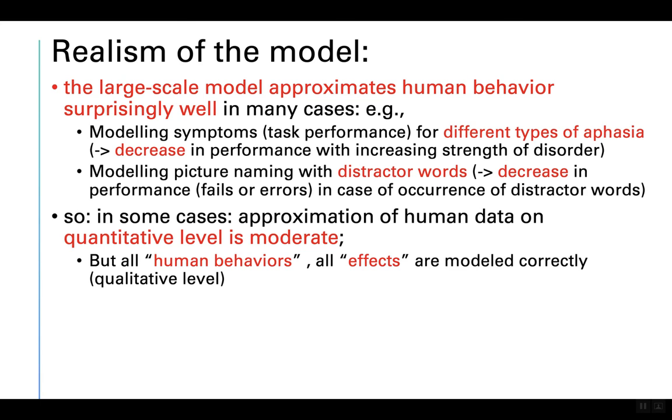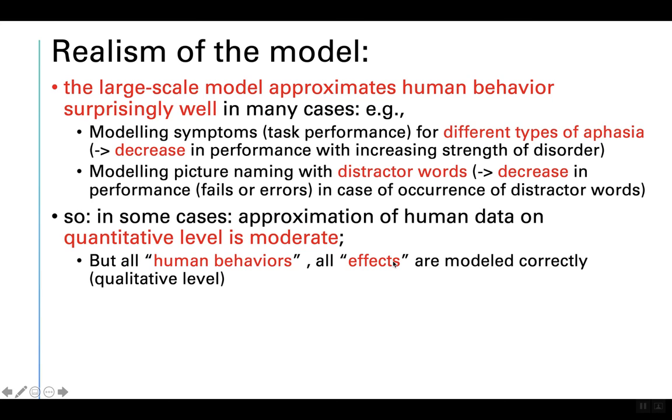Then in the last videos, we saw that modeling picture naming with distractor words makes the task of picture naming more complex and leads to a decrease in performance in the case of occurrence of distractor words.